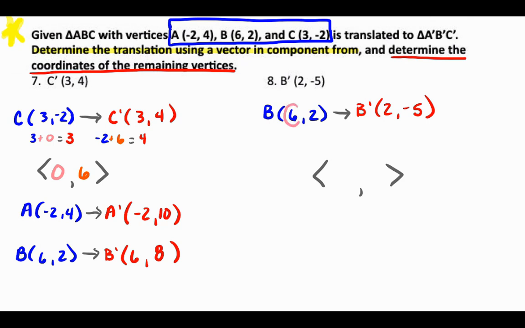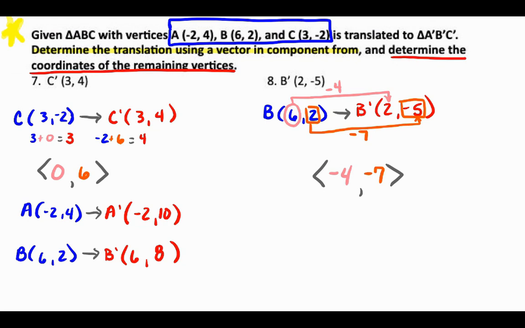So I'm trying to get from 6 to 2. So 6 is bigger than 2, so I'm subtracting, and 6 minus 2 happens to be 4. So all of my x values, I'm going to subtract 4. To go from the 2 value of the y coordinate to the -5 value of the y coordinate, we're getting smaller. And if I look, 2 and 5 add back together to give me 7. So we're actually getting smaller by 7. So we're going to subtract 7.